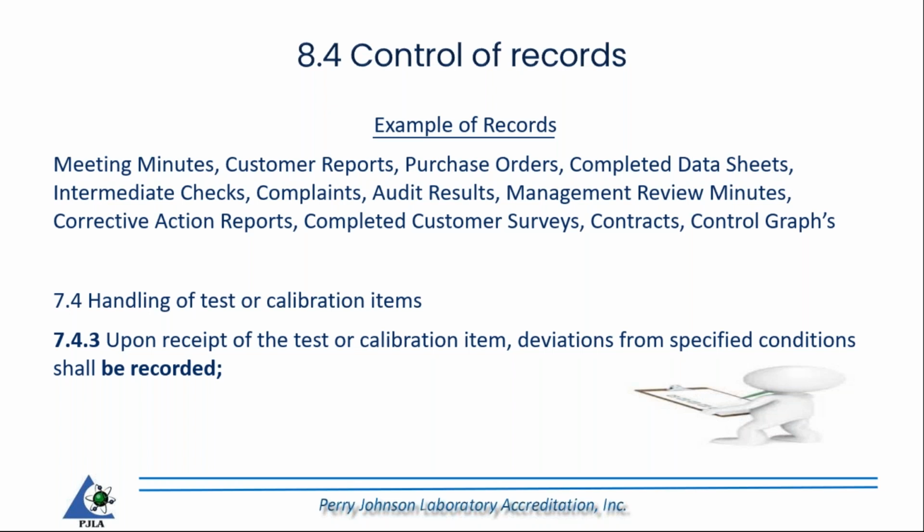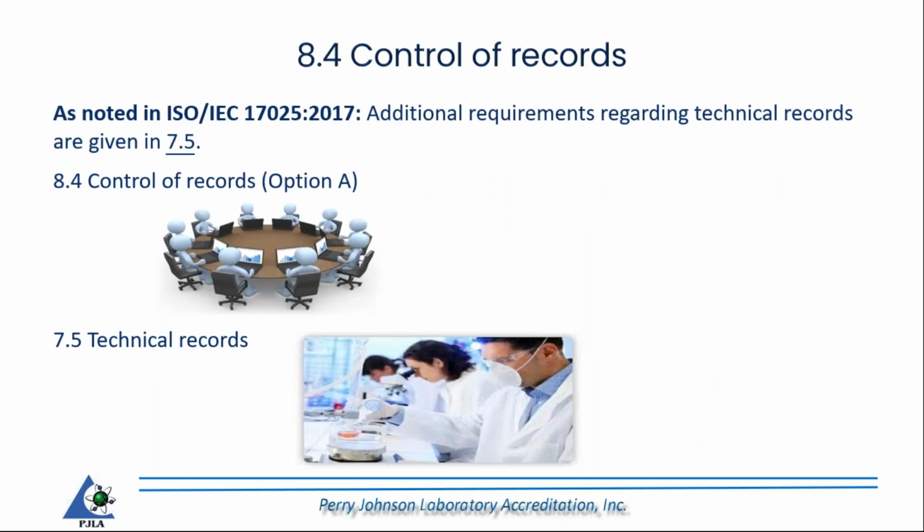Would come under the realm of records control, maybe technical records or quality related records. An example is given under 7.4, handling of test and calibration items. Upon receipt of test or calibration items, deviations from specified conditions shall be recorded. Hence, you're going to make a record there. Just wanted to mention, hey, records come up twice in the standard. We have technical records under 7.5. What we're going to go over today is section 8.4, which is more quality related. These are for option B candidates.